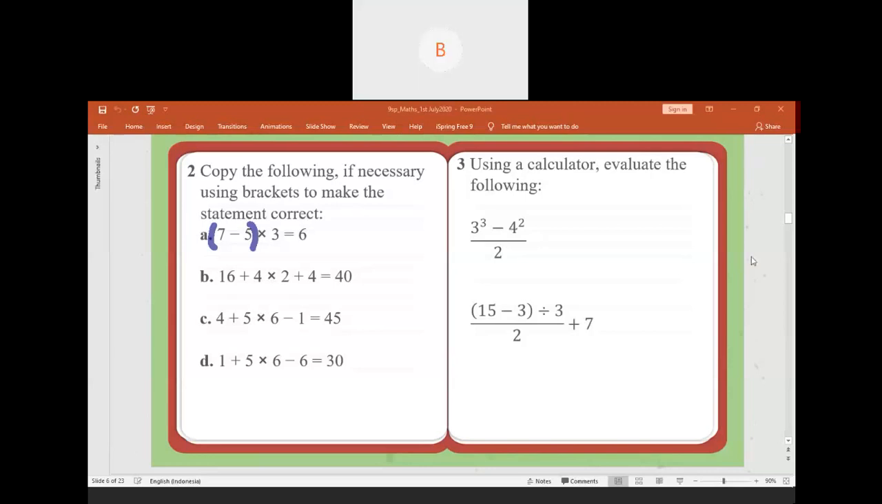6 times 4. Wait, no. 2 plus 4. Bracket in 2 plus 4. Okay. Is there anyone who is confused? Yes, 6 plus 4 will equal 24. 24 plus 16 will equal 40. So this is correct. For question C, anyone want to help me?